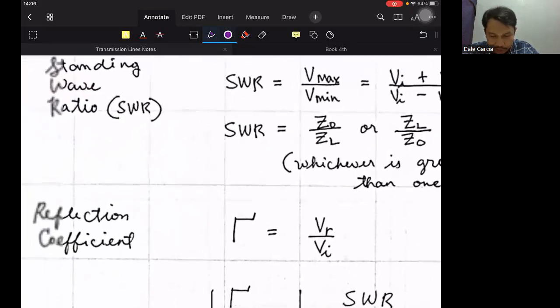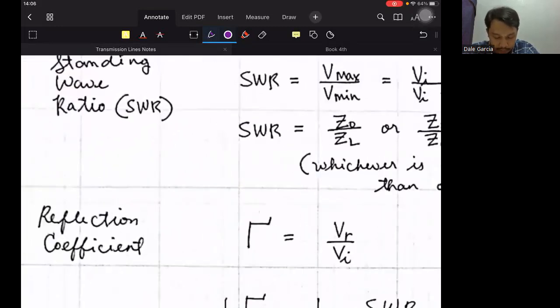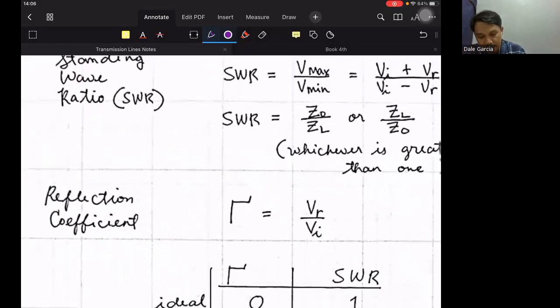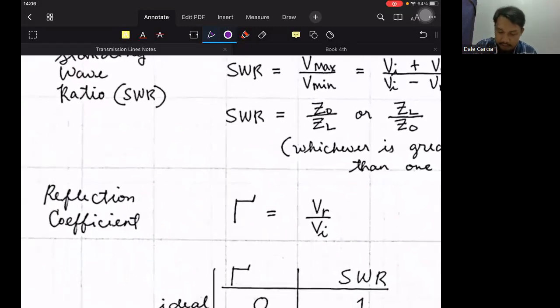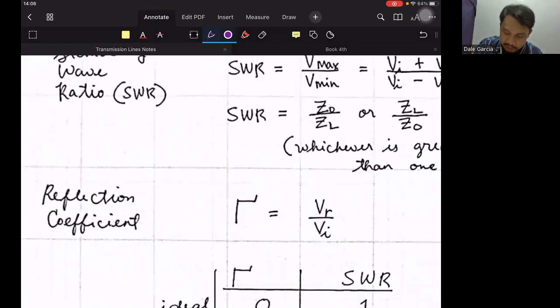The reflection coefficient is also a metric to determine how good the connection is. Gamma is equal to VR over VI. There is a relationship between gamma and SWR. Ideally, when the line is matched, VR is equal to 0. So the ideal condition is when gamma is equal to 0.